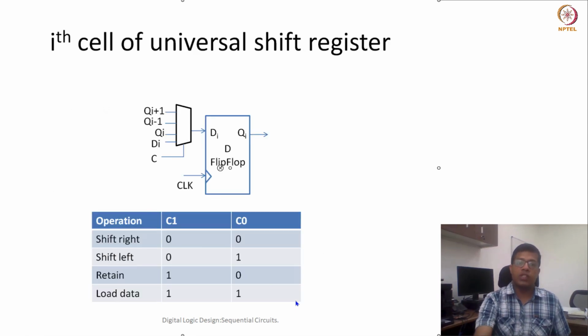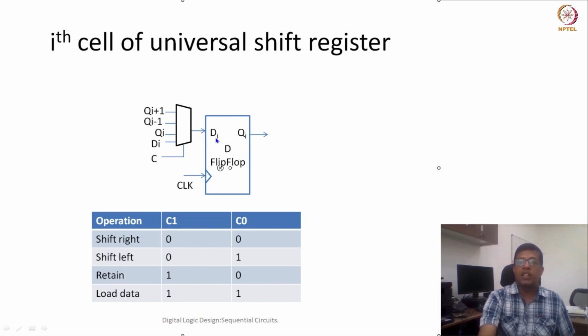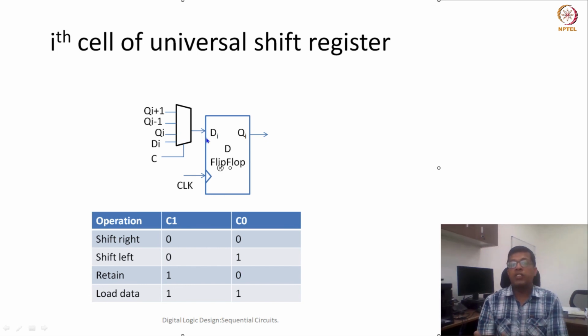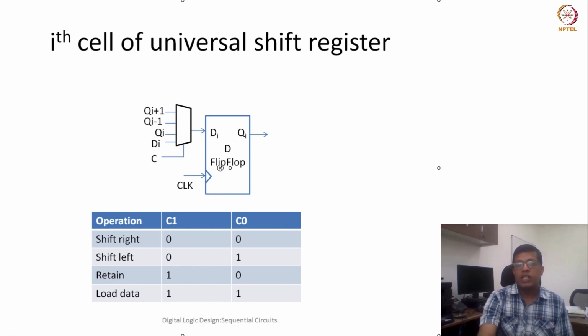So in case of a universal shift register, if I would like to shift right, then my input to each of these ith D flip-flops would be coming from Qi plus 1. So let's say this was D2, then this is coming from Q3. And if it was a shift left register, then one of the inputs has to come from Di minus 1. So let's say if it is D2, then it should come from Q1.